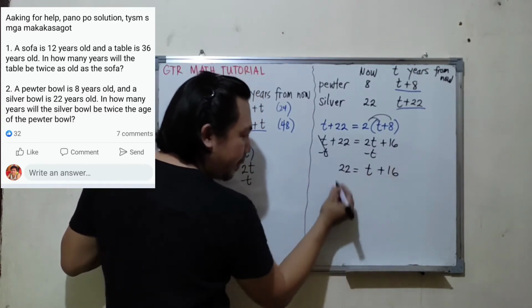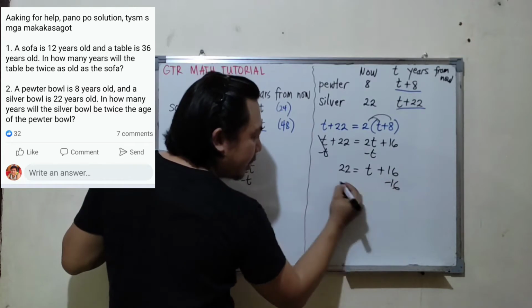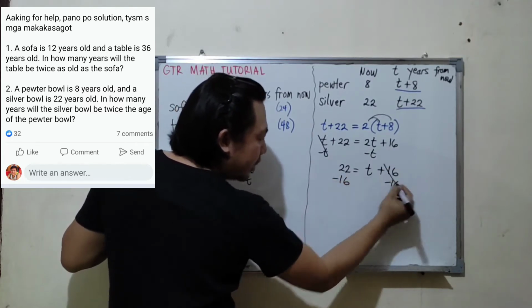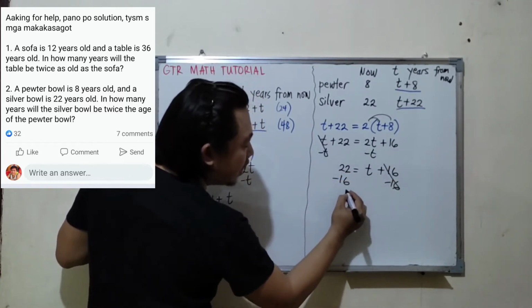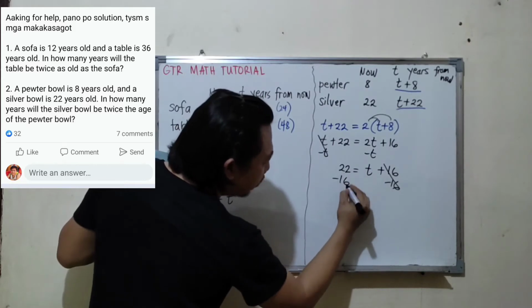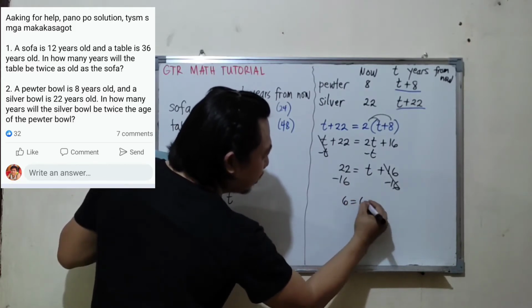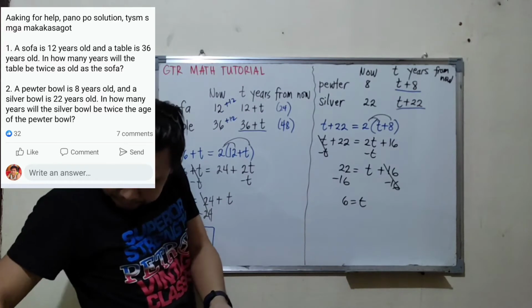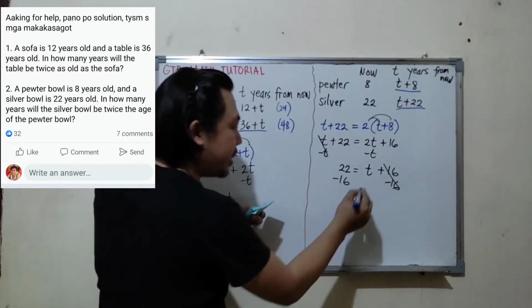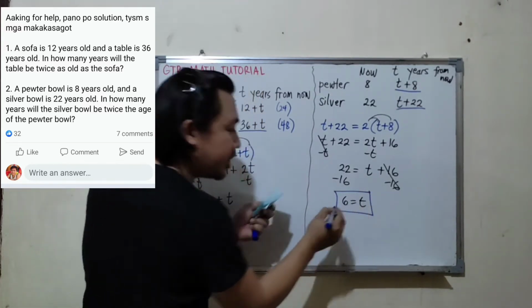Then, the 16, move it to the other side. So, subtract 16 from both sides so that it disappears here. So, therefore, 22 minus 16. That is 6. So, therefore, the answer is 6 years. So, in 6 years, the silver bowl will be twice as old.